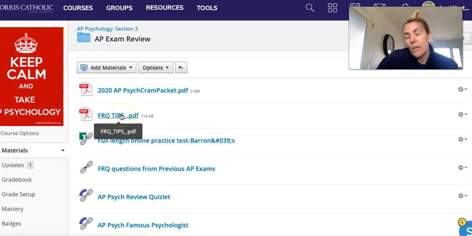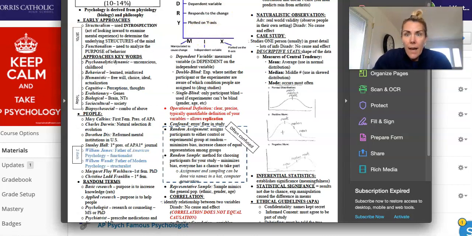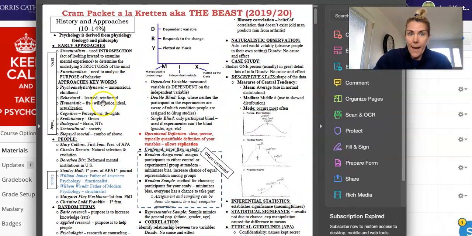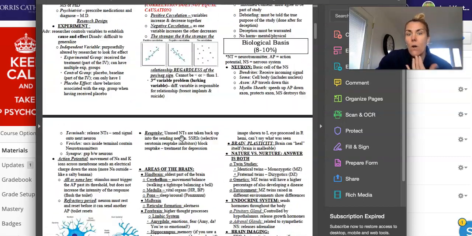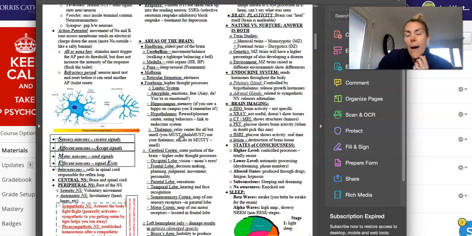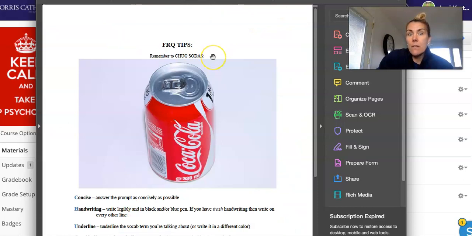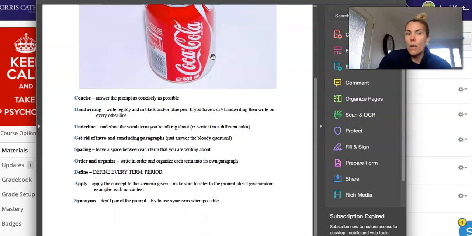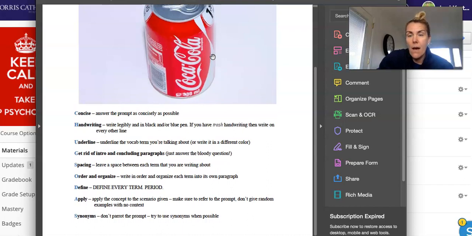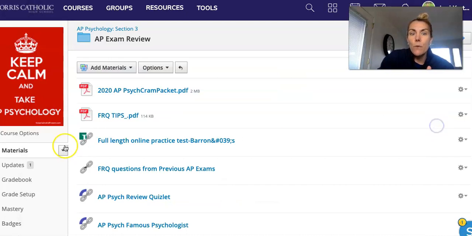And then these are my FRQ tips, which we've talked about before. This is a snapshot of the AP cram packet. I did it by unit: this is the history and approaches unit, the research unit is in here. It looks like this, and you can print it out. And then my FRQ tips, the chug SOTAs, are going to be super important to keep in mind for the AP test. Both of those are in that review folder.